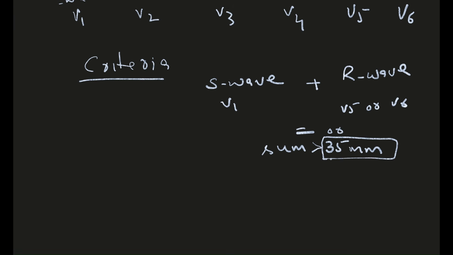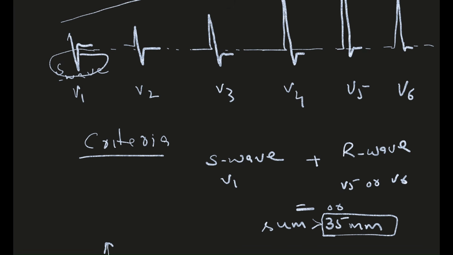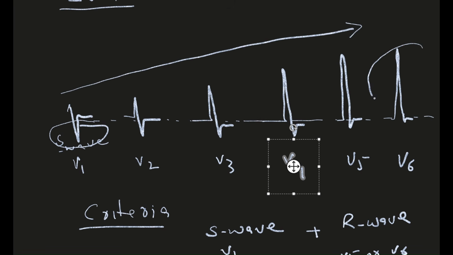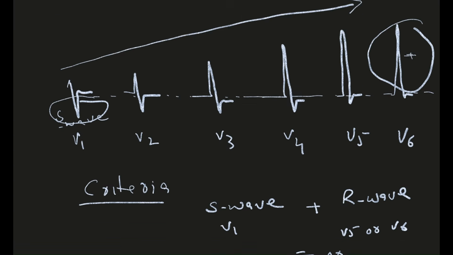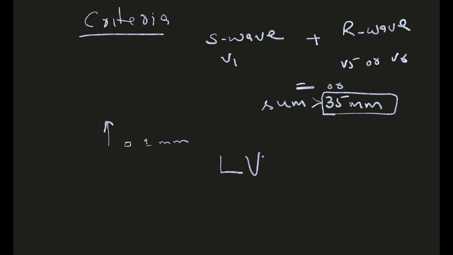How will you calculate this 35 millimeter? If you remember, at the start I told you that if we move along the y-axis on the ECG paper, the smallest square is equal to 1 millimeter. So this S wave plus this wave, if they both are more than 35 millimeter, then it is your left ventricular hypertrophy.